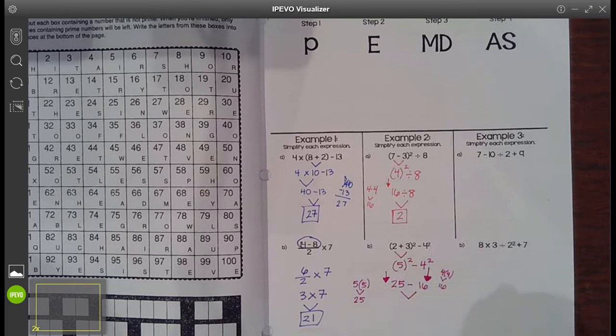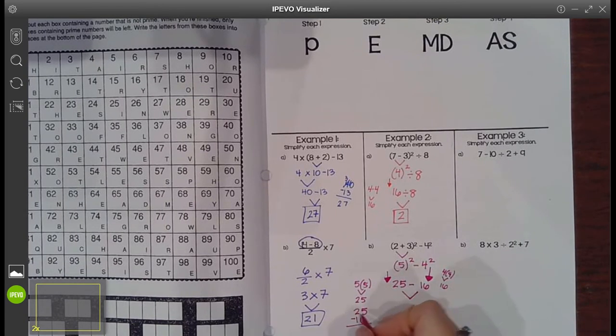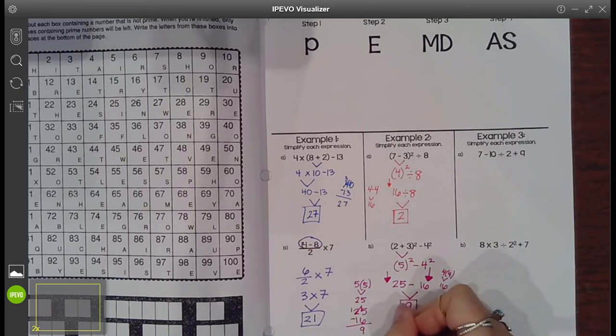Now you just have 25 minus 16. So let's go ahead and simplify that. And need to borrow. 15 minus 6 is 9. 1 minus 1 is 0. So that simplifies to 9.